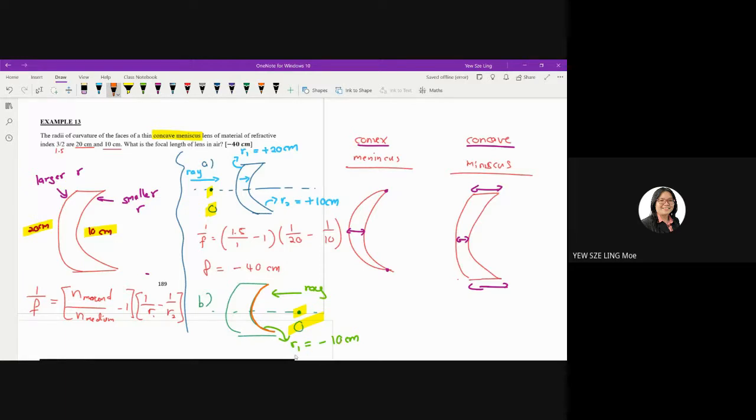Now it's acting as R1, whereas just now it was acting as R2. After the ray hits the first surface, it keeps traveling, and now it comes to the second surface right here.